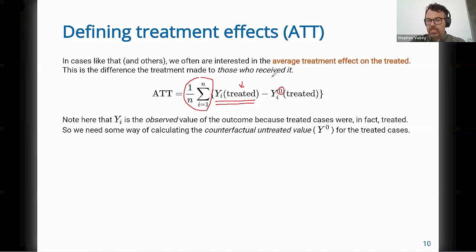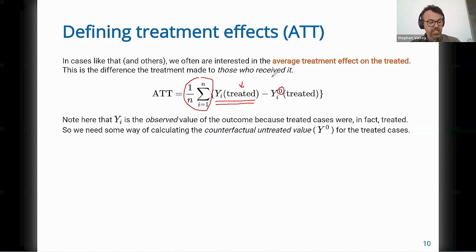And the reason that we care about this difference between the ATT and the ATE is because an ATT says, look, the people who are receiving the treatment received it for a reason. And what we want to know is how much worse off, in many cases, would they be if they hadn't received it? And so it's a more targeted question.